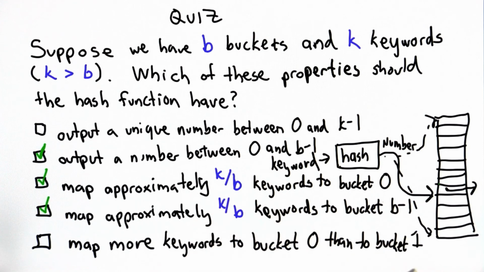This is different from the list index that we started with, where the first one is the fastest one to find and the last one requires going through all the elements. For the hash table, that's not the case. There's no reason to prefer having more entries in bucket 0 to bucket 1. What we really want is to try to have all the buckets have approximately the same number of keywords.